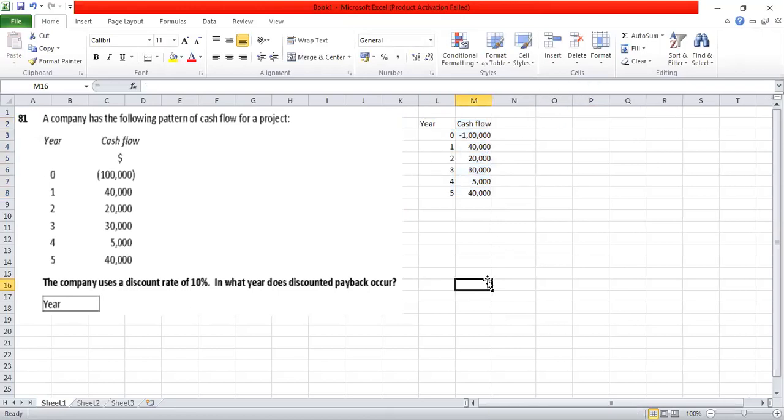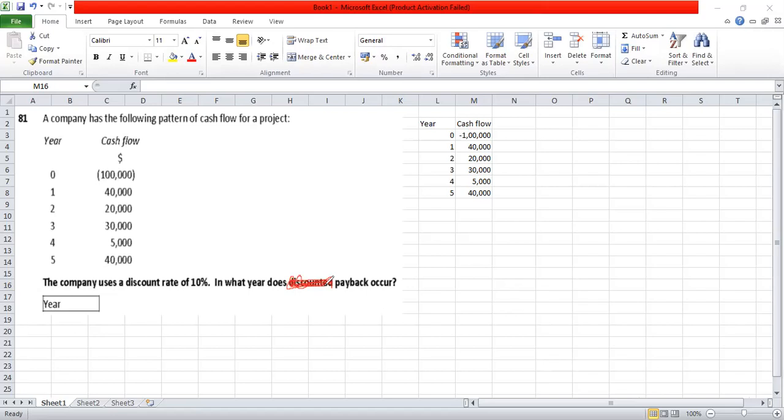What is the concept of payback period? The period in which the initial investment is paid back. So what is the initial amount? The initial amount is 100,000. How much time does it take to get back their initial investment amount is what has to be calculated under payback period.